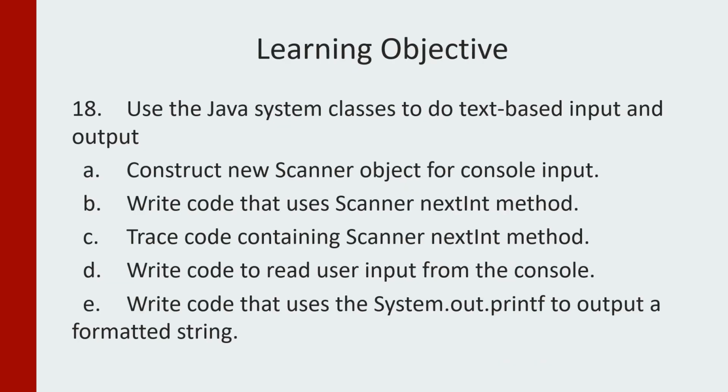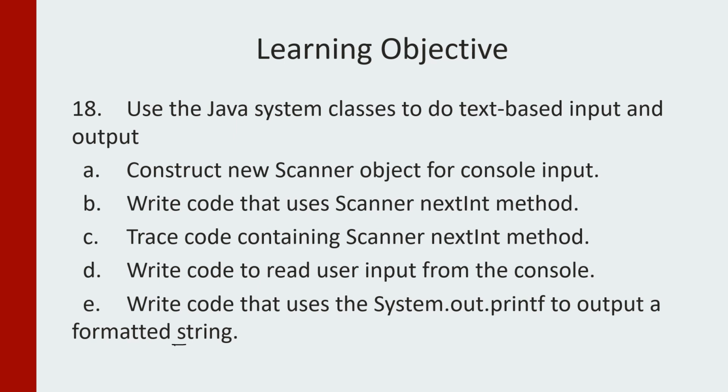The learning objective covered by input-output is to use the Java system classes to do text-based input and output. And I also have some sub-objectives for scanner. A, construct a new scanner object for console input. B, write code that uses scanner next int method. C, trace code containing scanner next int method. D, write code to read user input from the console. And E, write code that uses the system.out.printf to output a formatted string.